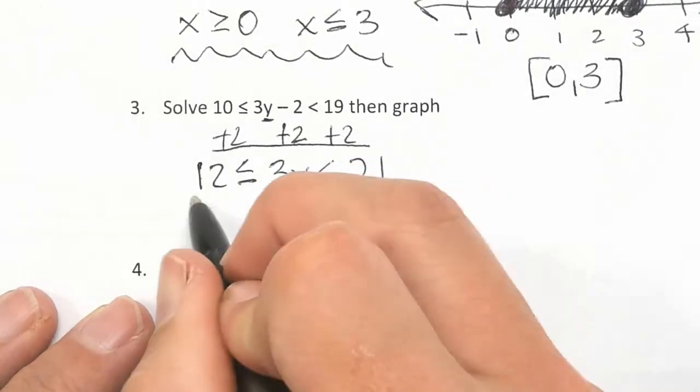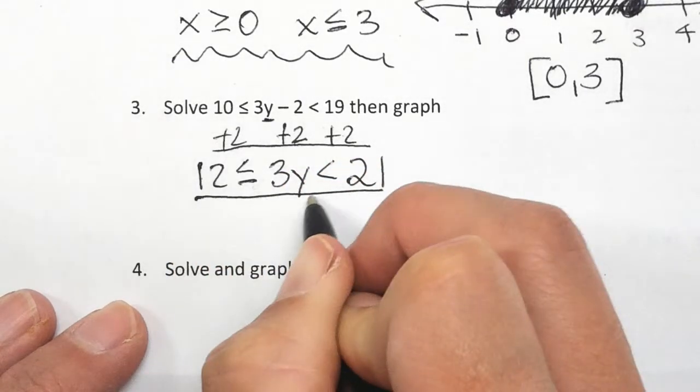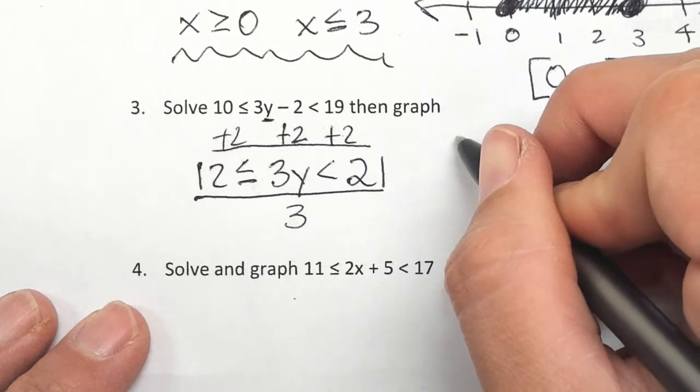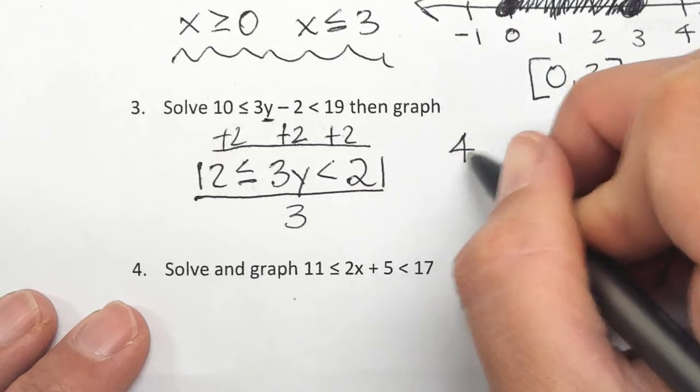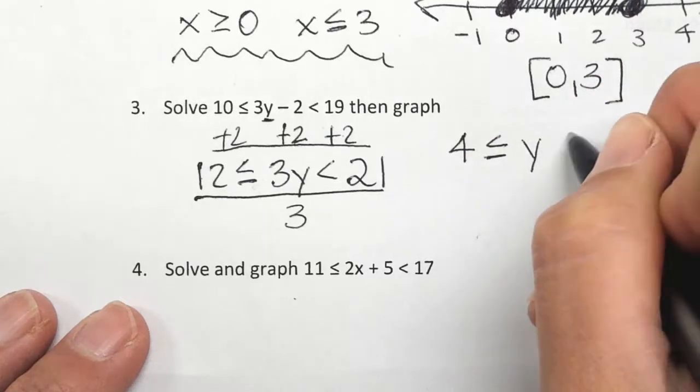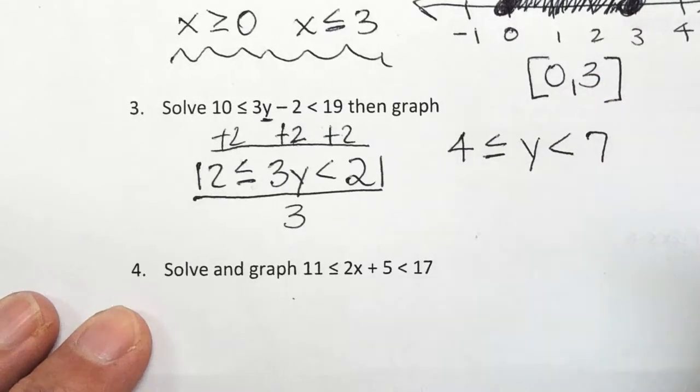Divide everything by 3. Do we change the signs? No. So tell me what the left side will be. 4 is Y is less than. Very good.